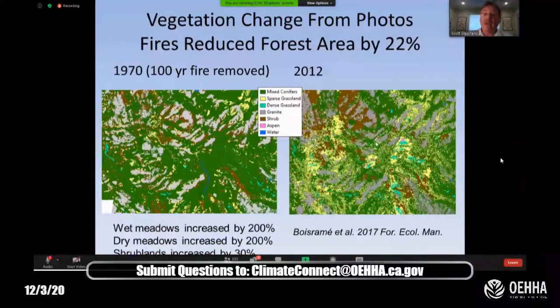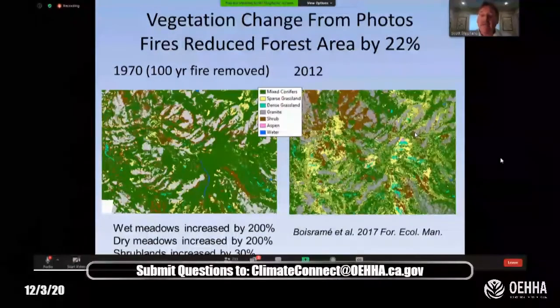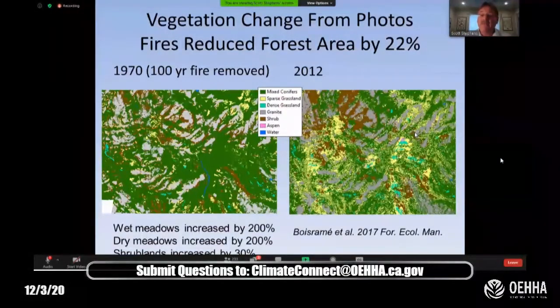And over to the right, 2012 is the same area after those fires have come in and burned and shaped that land. And we see wet meadows increase by 200%, dry meadows increase by 200, shrublands by 30, and forest decreased by 22%. That's not forest getting reduced density. That's actually reduction of forest to a different type of land, forest to shrub, forest to grass. So another remarkable change of how fire has shaped that land.